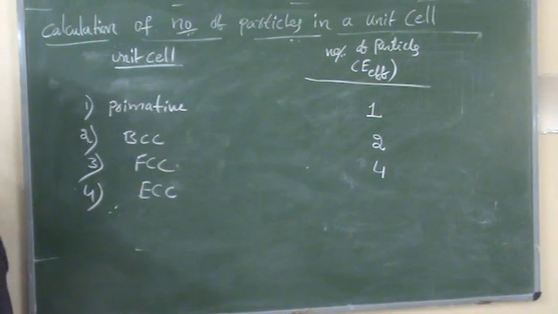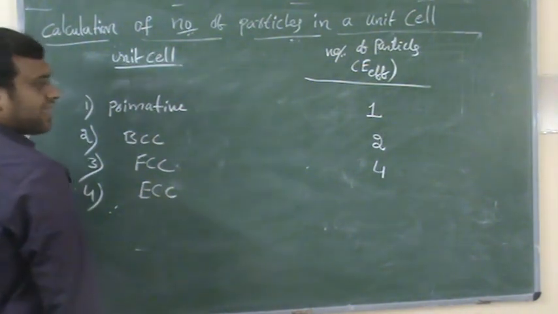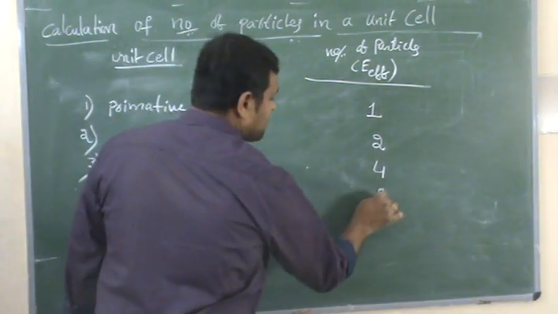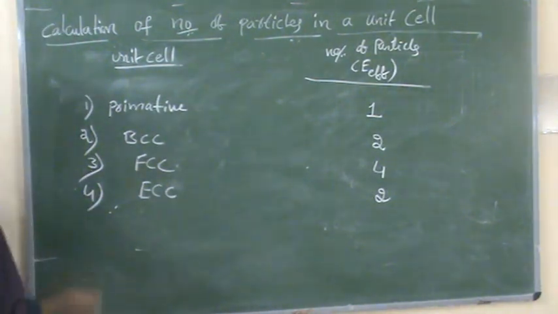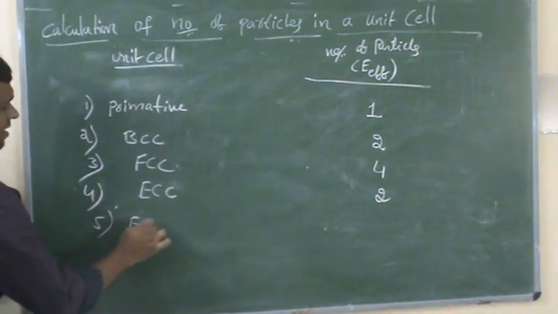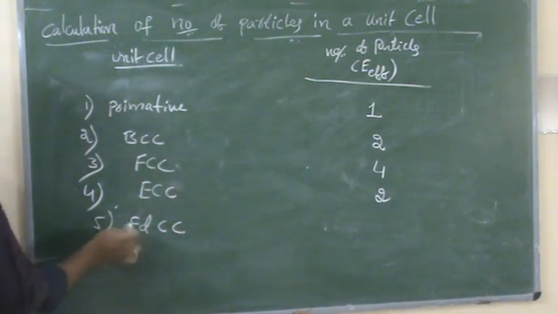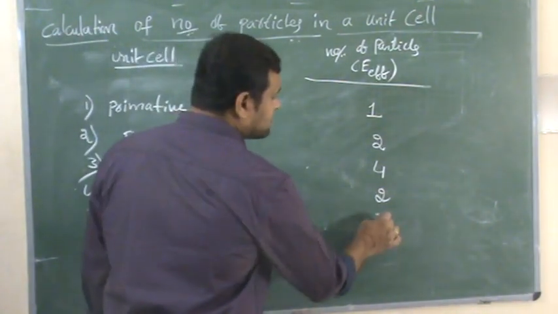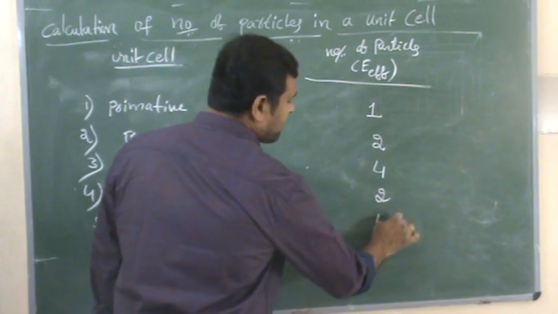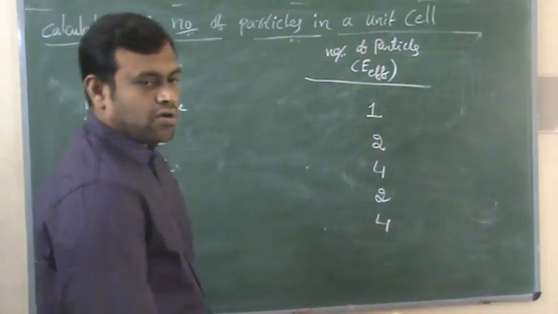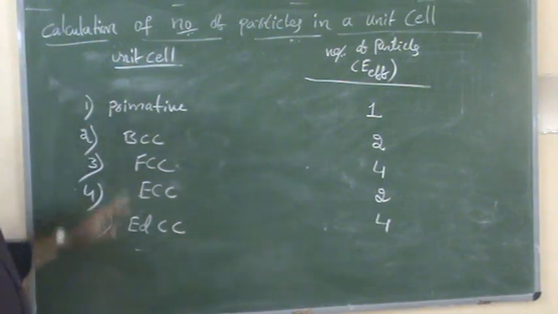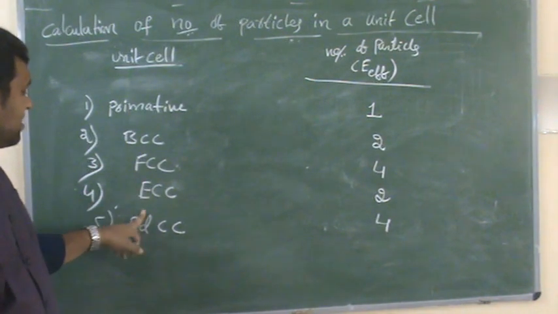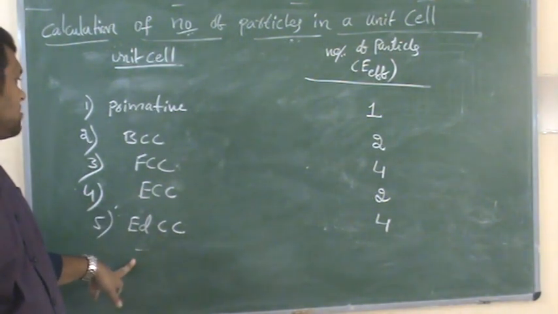Fourth one, ECC, end-centered. ECC means what? End-centered cubic unit cell. How many particles are present for ECC? 2. Correct? Next, edge-centered unit cell, EDCC, edge-centered cubic unit cell. How many particles are present in edge-centered unit cell? It is 4, right? So remember all these things. So you can remember primitive, BCC, FCC, ECC and edge centers.